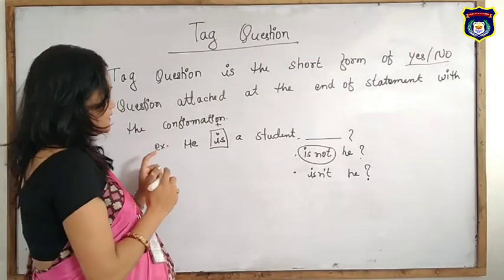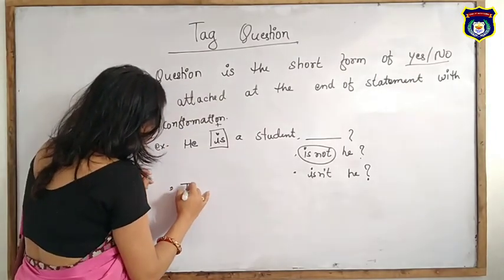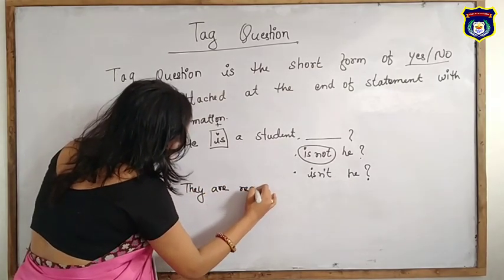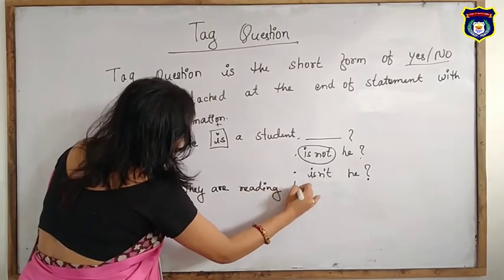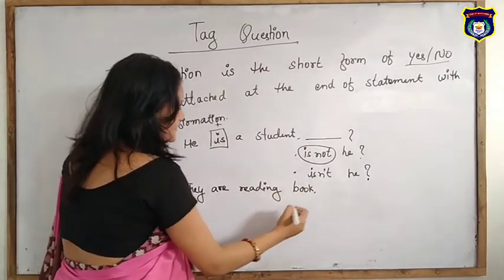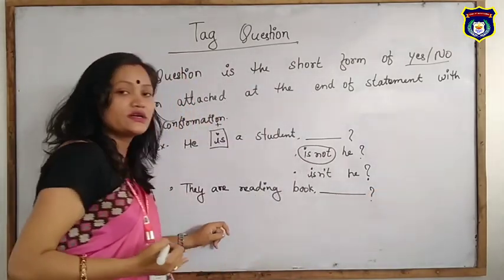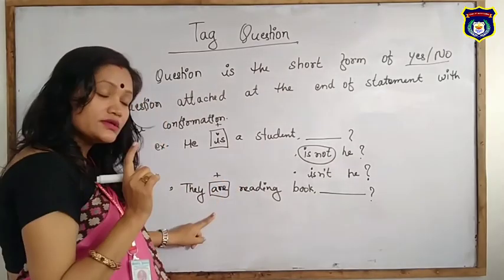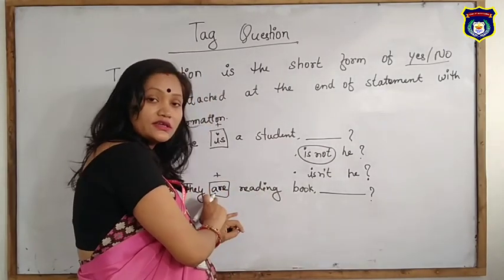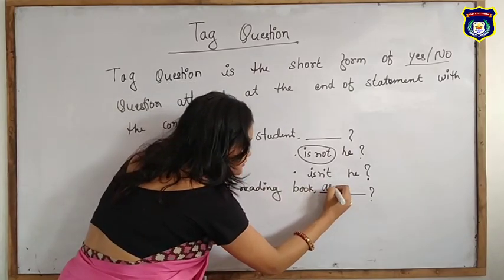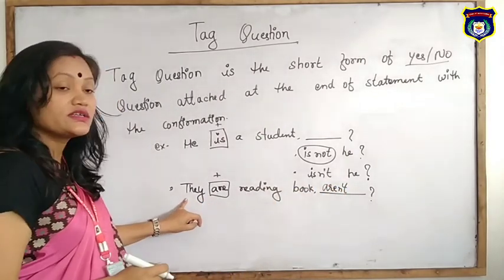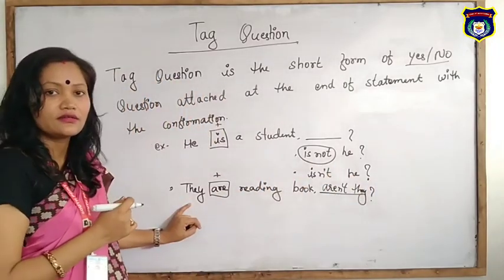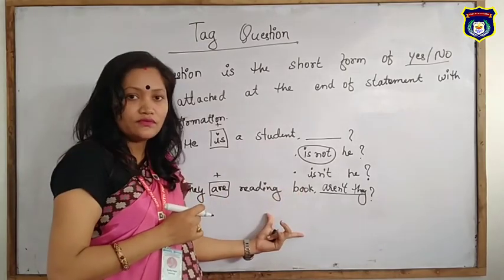And let's see one more example of it. They are reading a book. Now, what's the tag of it? Are, it's positive. So the tag will always be negative. So what's the negative of are? Aren't. What's the subject? They. So, aren't they? So this is the tag form of it.